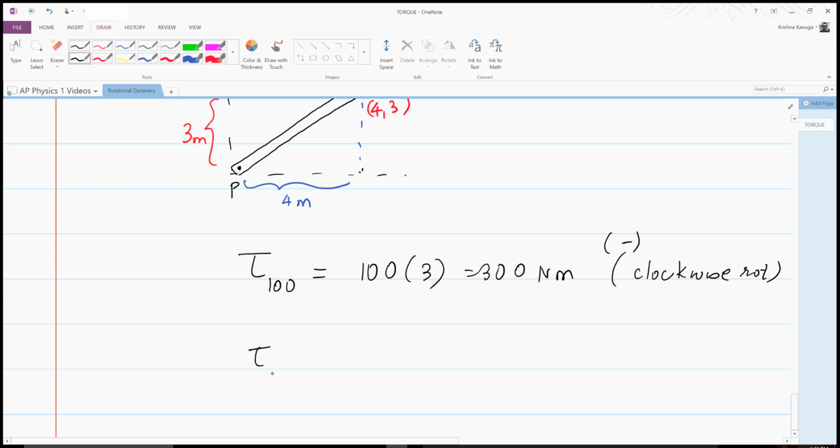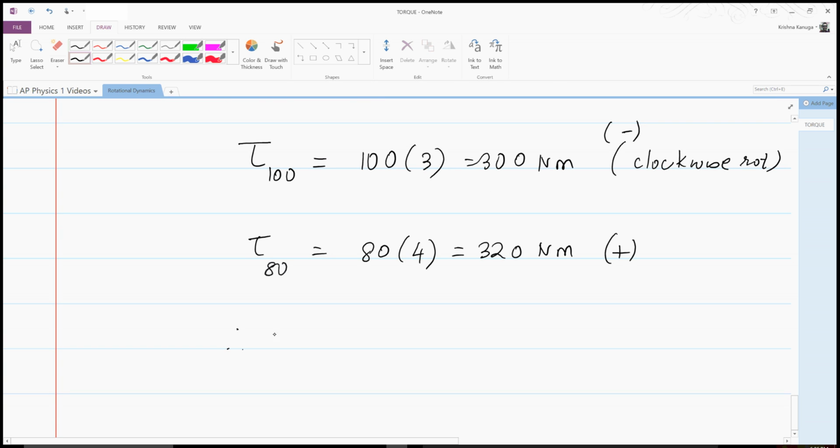Then I have my tau 80, which is equal to 80 times 4, which is 320 Newton meters, and this we know clearly creates a counterclockwise rotation, and therefore being a positive torque, and therefore my tau net is once again equal to 20 Newton meters in the positive direction.